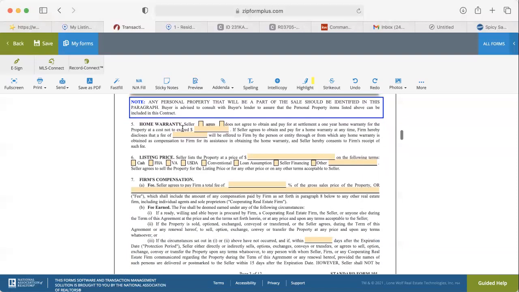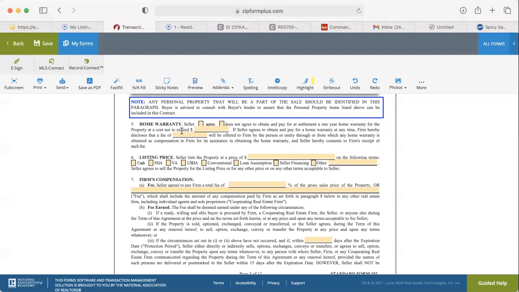Number 5 talks about a home warranty. A home warranty is a good selling tool. It provides coverage for a buyer for 1 year from the date of closing that takes care of future defects, not existing ones. So it doesn't cover things that are wrong in a home inspection, for example, but things that happen after closing to any of the appliances, the HVAC, plumbing, and electrical.